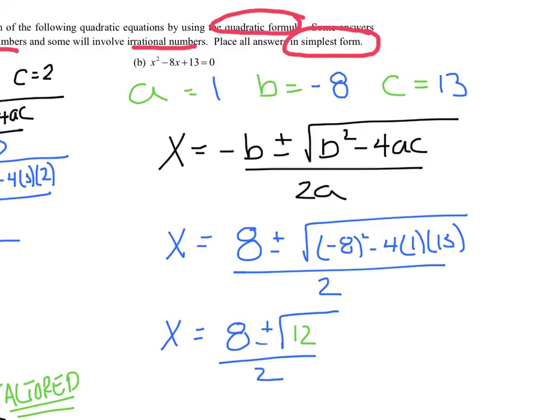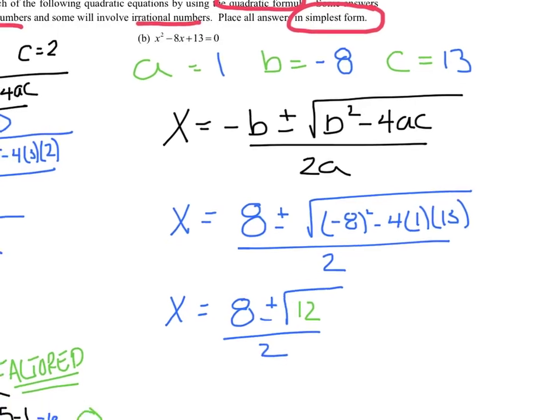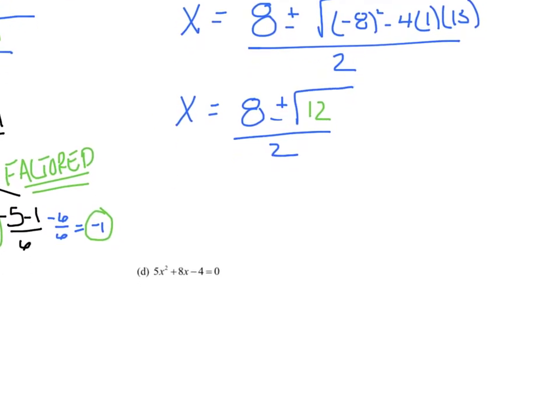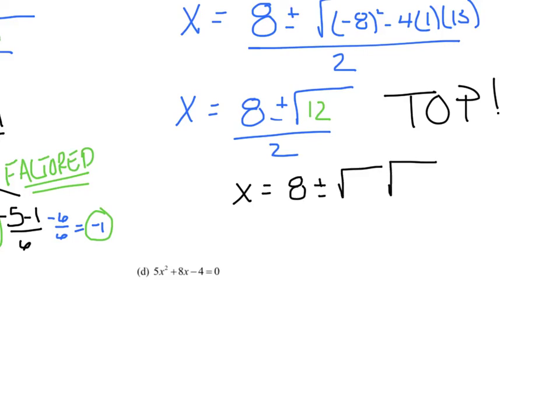I've got x equals negative b plus or minus the square root of b squared minus 4ac, divided by 2a. I got a 12 under mine. So watch how I clean it up. Remember, you clean up the top first. I get x equals 8 plus or minus. Now I don't know the square root of 12, but I can break it down. I'm going to go with 4 times 3, all over 2.